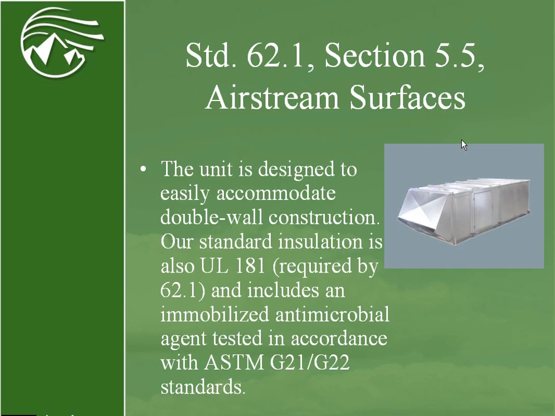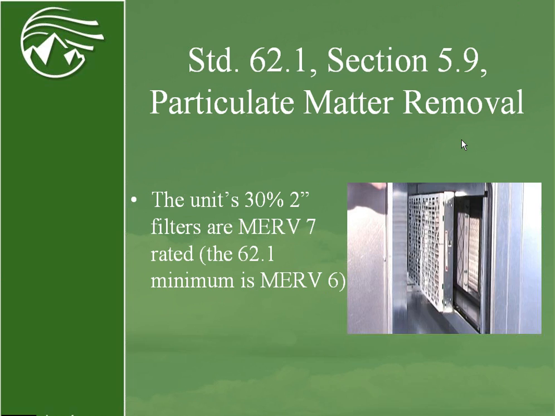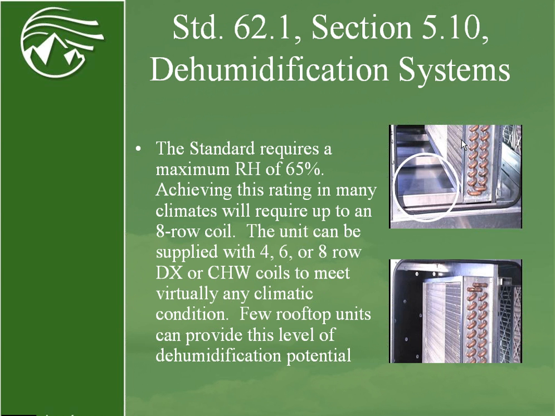So airstream surfaces, section 5.5. The unit we can easily design in a double wall construction, different types of insulation, open face, antimicrobial. There's multiple different types of insulations that you can incorporate to qualify for this or to help you comply with section 5.5. Particulate matter removal. The unit has a 30% 2-inch filter that's a MERV 7 rated. 62.1 actually has a minimum of 6. So this unit comes standard with a MERV 7 filter. But the nice thing is that you can actually incorporate up to a MERV 15 filter into this system and design that in. So you have a huge range of filtration options.